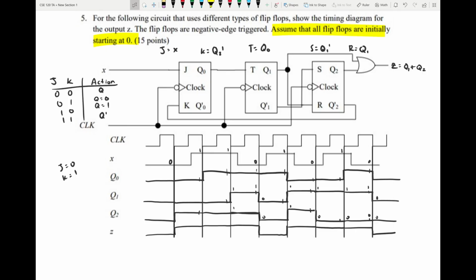Practice, practice, practice. If you Google timing diagram questions, you will find good resources out there. There are questions in the modules. Again, there's number 4, which is another timing diagram question. But practice makes perfect here.